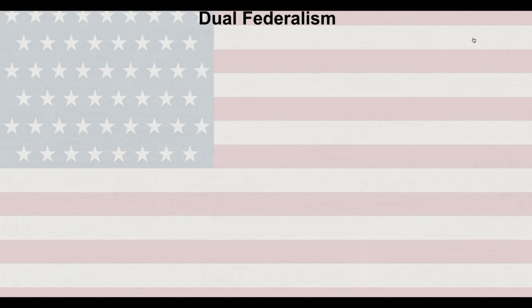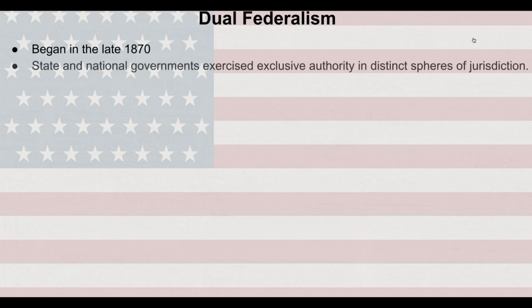And the first type of federalism that is going to be practiced in the late 1870s is this idea of dual federalism, where state and national governments exercise exclusive authority in very distinct spheres of jurisdiction. There are no blended powers, really. Everything is very clearly defined.